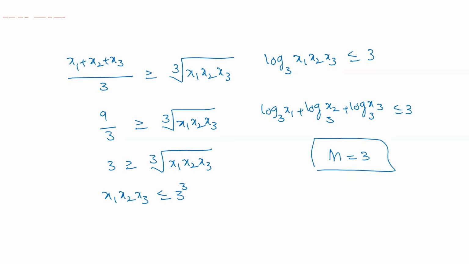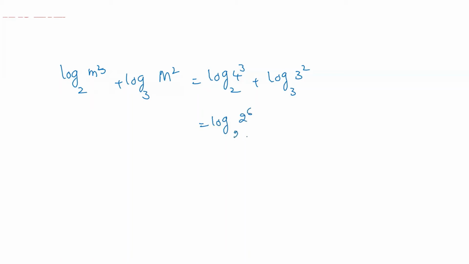Now we need to find the value of log of small m cubed base 2 plus log of capital M squared base 3. This is log 4 cubed base 2 plus log 3 squared base 3. So this is simply log 2^6 base 2 plus log 3^2 base 3. From the properties of the logarithm, this is 6 and 2, so that will be 8. So for this question, the answer is 8.